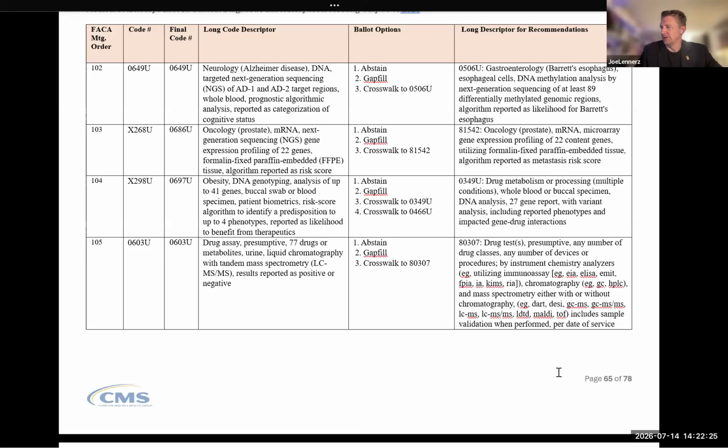And then the other recommendation is 0466U. And 0466U is a genome-wide association type code that represents many of the traits better. So we had several discussions. The final crosswalk recommended by the subcommittee is 0466U.